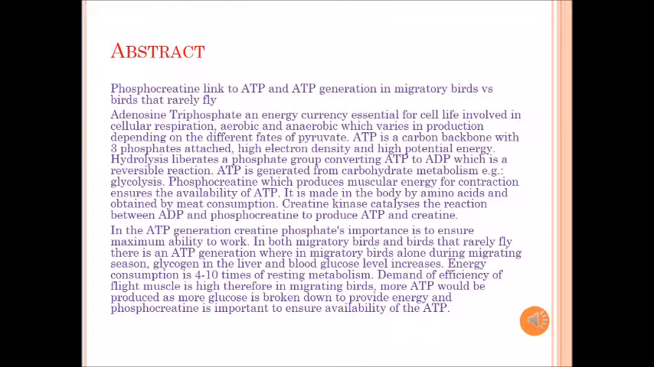In both migratory birds and birds that rarely fly, there is ATP generation, where in migratory birds alone, during the migrating season, glycogen in the liver and blood glucose level increases. Energy consumption is thus 4 to 10 times that of resting metabolism. Demand of efficiency of flight muscle is high, therefore in migrating birds, more ATP would be produced as more glucose is broken down to provide energy. And phosphocreatine is important to ensure availability of the ATP.